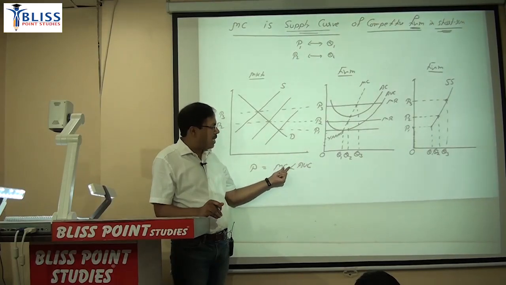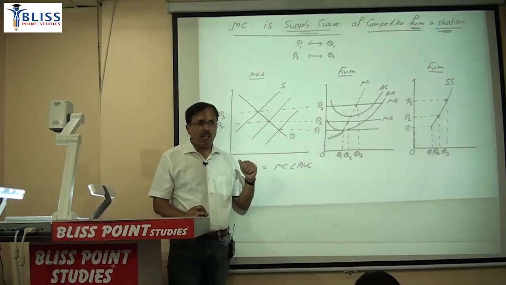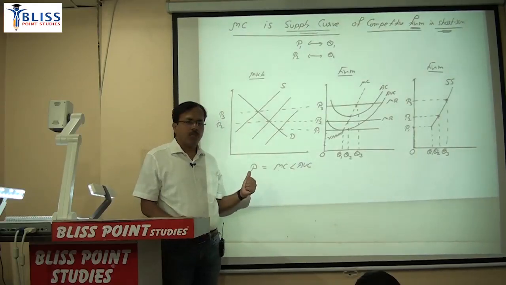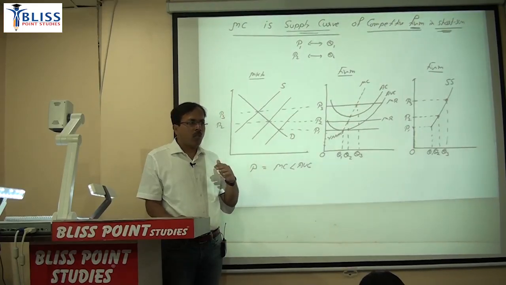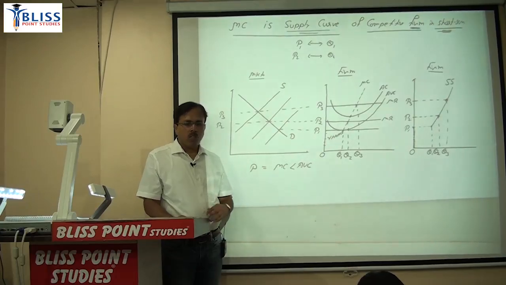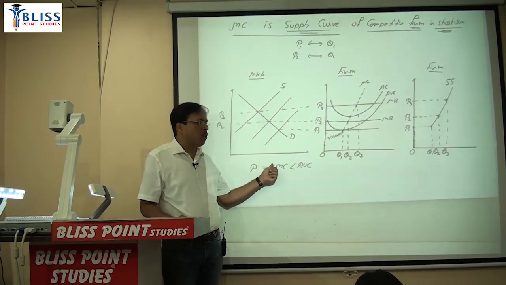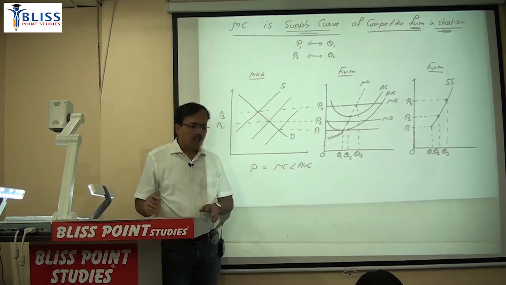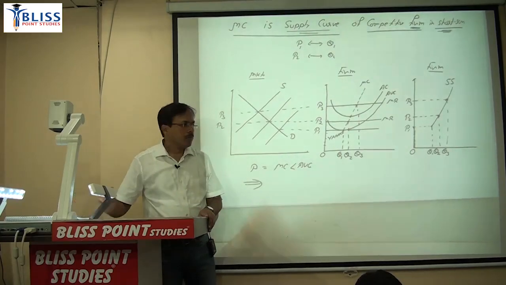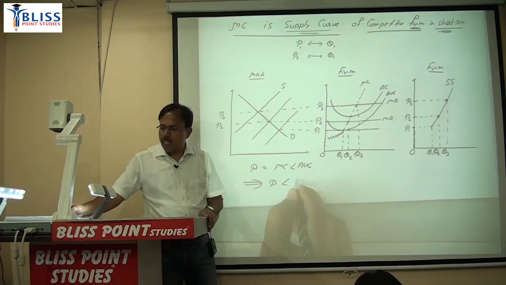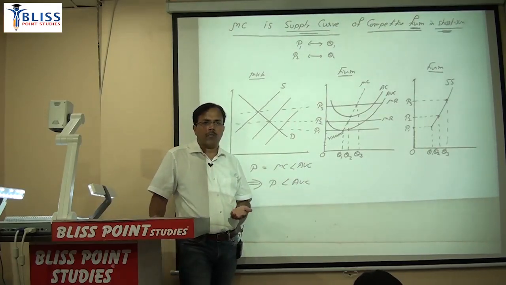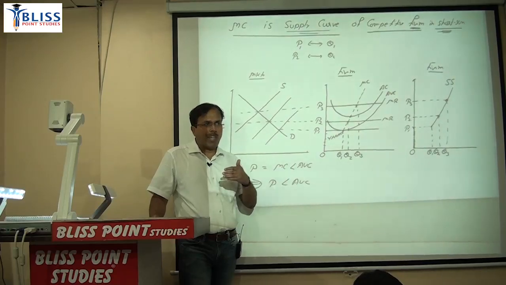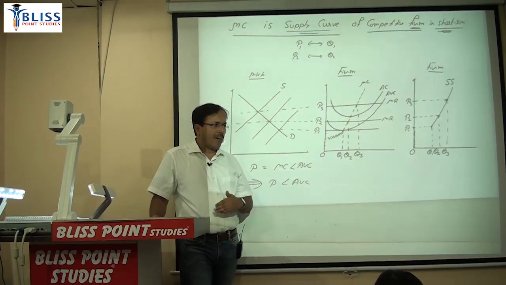So when MC is less than AVC, and why does the firm equate price with MC? Why am I equating price with MC? Price is nothing but MR. So you are equating MR to MC. So P equal to MC है, but MC less than AVC है. So from this what follows? That price will be less than AVC then, and price lower than AVC means there is operating loss. So firm will not produce. So we are equating price to MC, and MC is lower than the average variable cost.